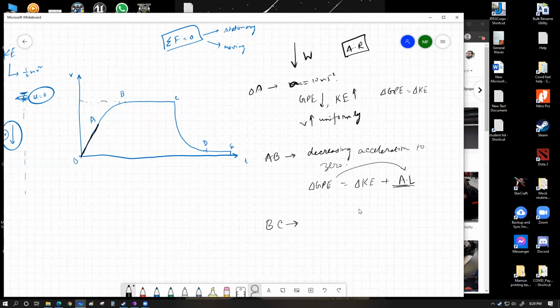Okay, for the BC segment, the person falls at a constant downward speed, which you call the terminal velocity. And within this part, the person maintains a constant velocity, so there is no KE gain. So he only loses GPE because he's still falling down, and all of his lost GPE will be converted to air resistance loss completely. So what happens over here? Constant velocity.